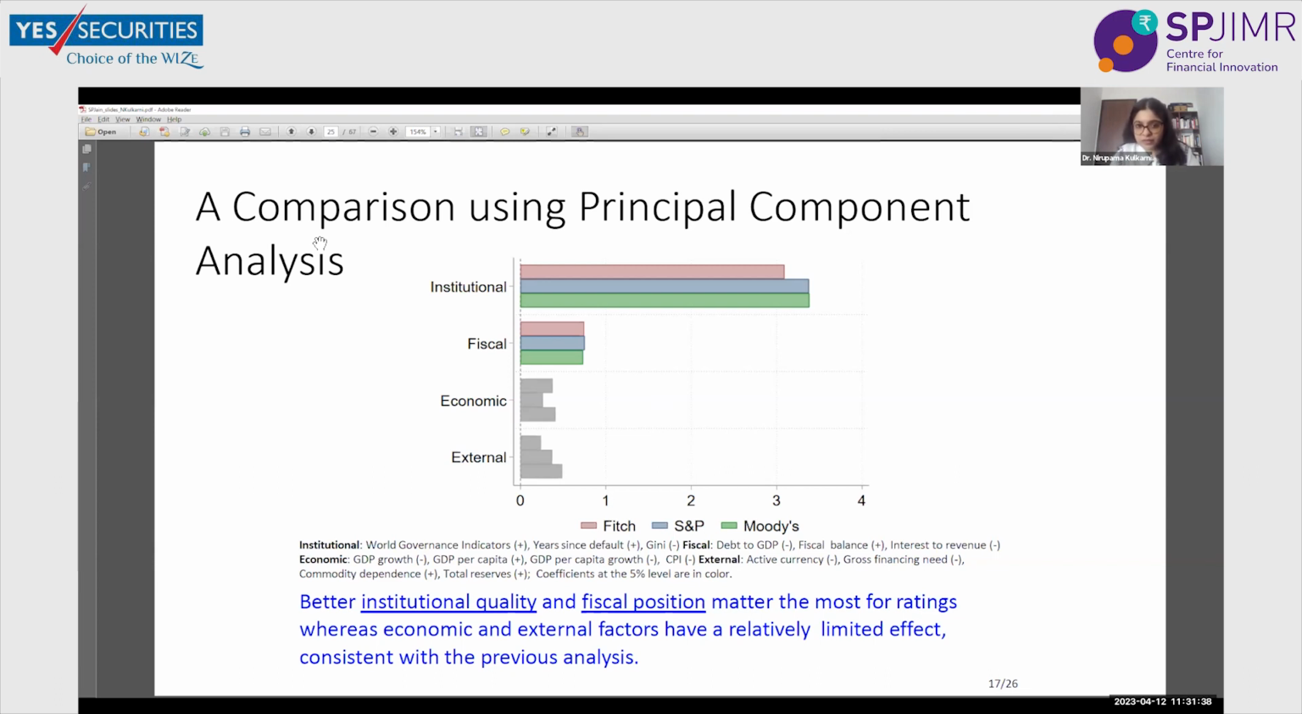So just from this one figure, one can appreciate what is happening with Fitch, S&P, and Moody's. That is, how much do institutional factors influence the ratings of Fitch, S&P, or Moody's? And you can see that both the institutional factors as well as fiscal factors are much more important compared to economic or other external factors. And in just this one slide, which is basically 4 different tables, we are able to say that better institutional quality and fiscal position matter the most for ratings, whereas economic and external factors have limited effect.